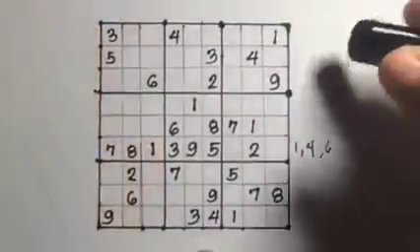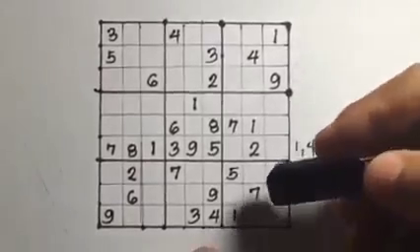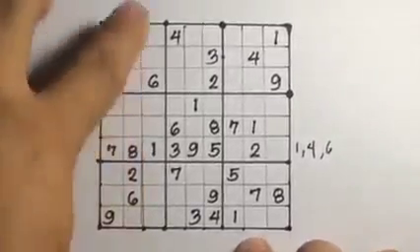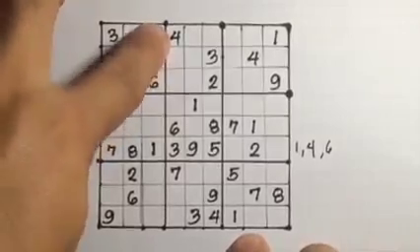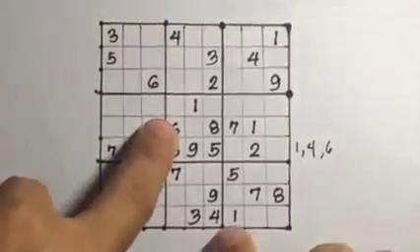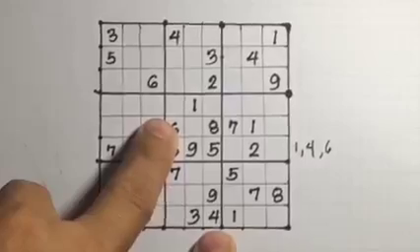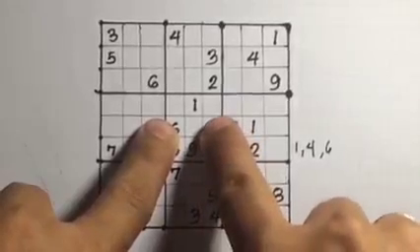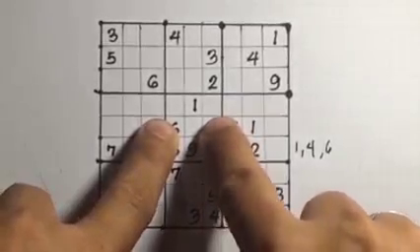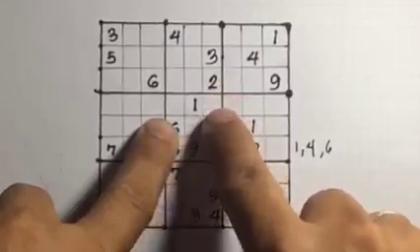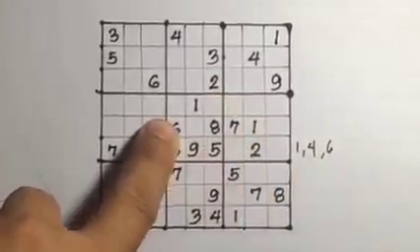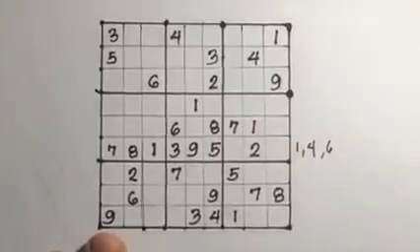So another one is 4. So in this column, there is 4. So you cannot write 4 in here. In this column, there is also 4. So you cannot also write 4 in here. So the only possible way that you can write 4 is in this cell. So the solution for this one is 4.